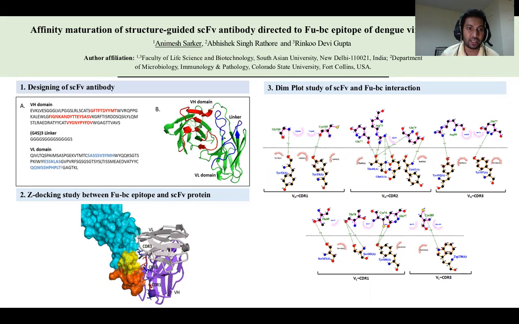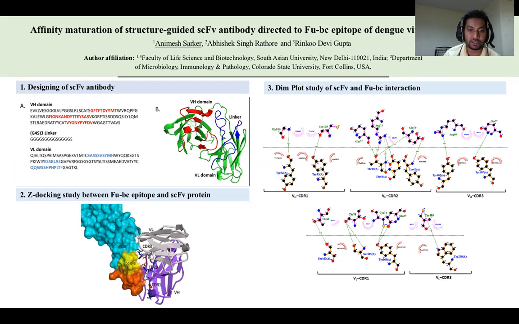Accordingly, we have designed an scFv antibody from a dengue anti-fusion loop E53 antibody whose PDB ID is 3IXY. The VH and VL domain sequences of that antibody are joined with repeated units of a lysine 4 serine 3 linker. Initially, we made a homology model of this scFv antibody and docked it with the dengue envelope domain 2 protein, where the BC loop and fusion loop are located, using the Discovery Studio software.